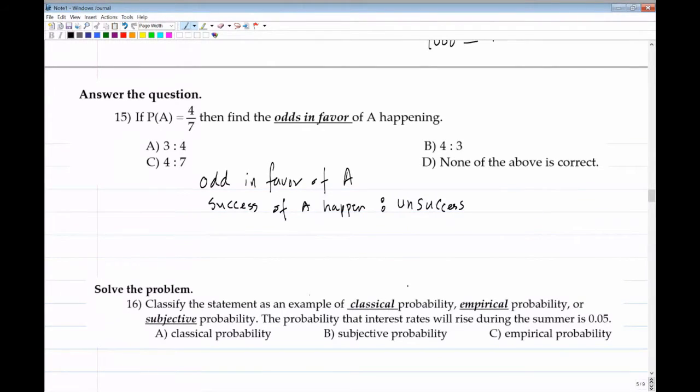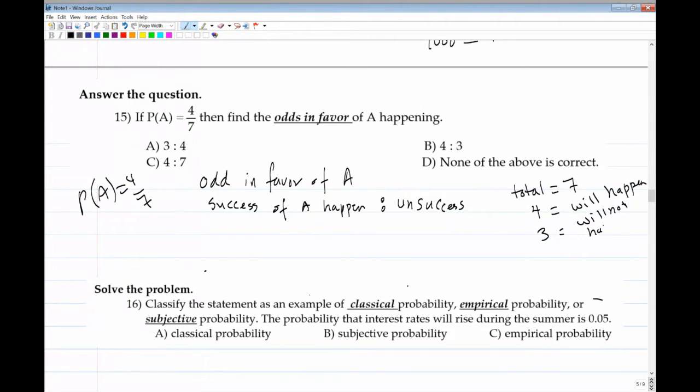So when we say the probability of 4 to 7 for, if I write it right here, the total will be 7, 4 will happen, and 3 will not happen, because that's the difference between 4 and 7. Will not, so be careful with the word not. Maybe we should put it in color, not happen.